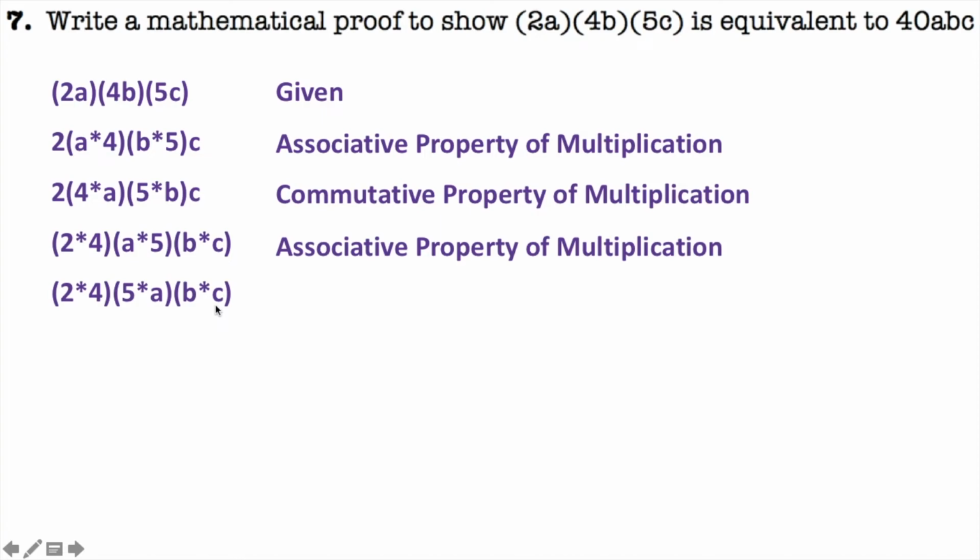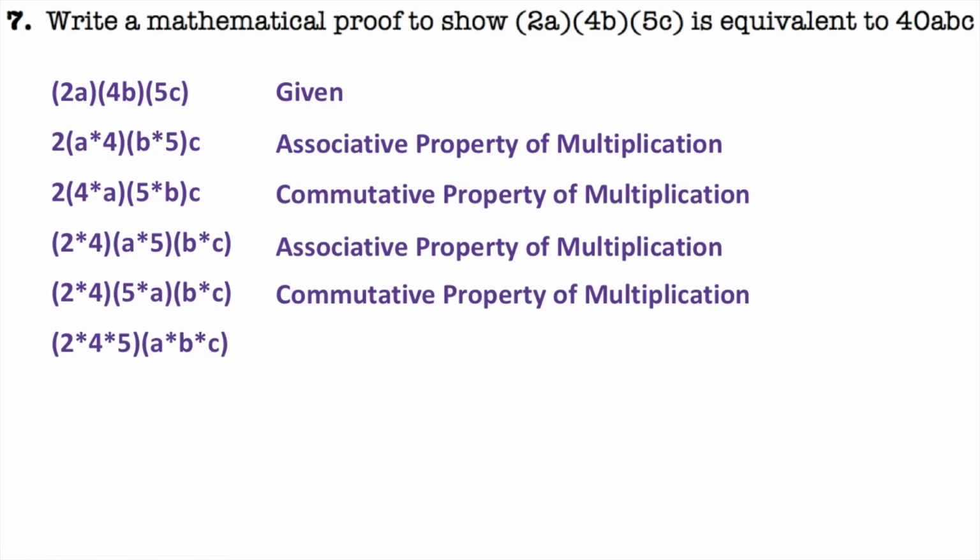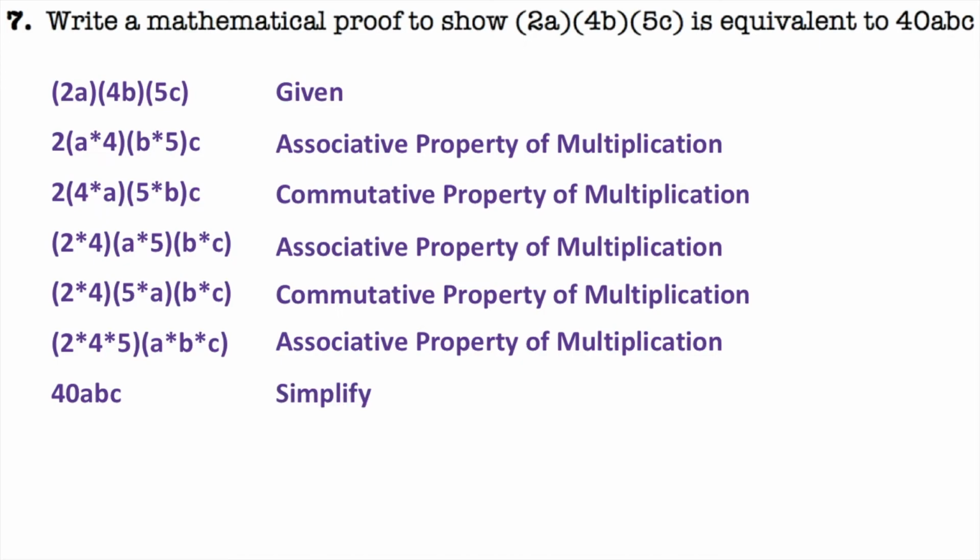So now we just have to group them together so that the letters are in one and the numbers are in the other. So we have 2 times 4 times 5 in one, and a times b times c in the other. So that's the associative property because we changed the grouping this time. And then we just simplify. So we have 2 times 4 times 5 is your 40, a times b times c is your abc. So that's simplifying your answer. And that's how you do a proof: to the right, that's telling you what you did to get to that step. We used associative to get to this, we used commutative to get to this, and so on. And we simplified to get to this.